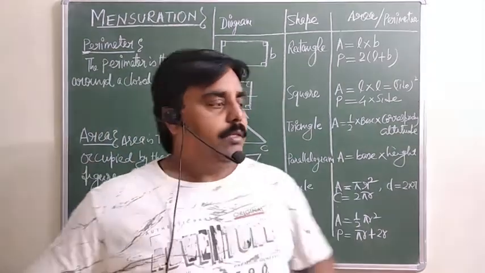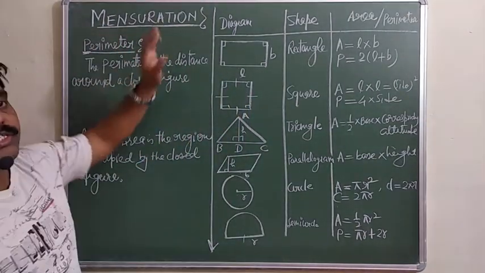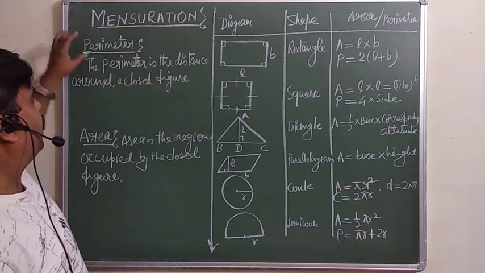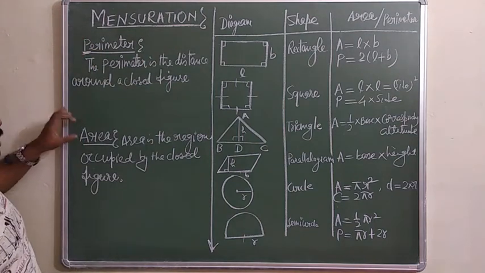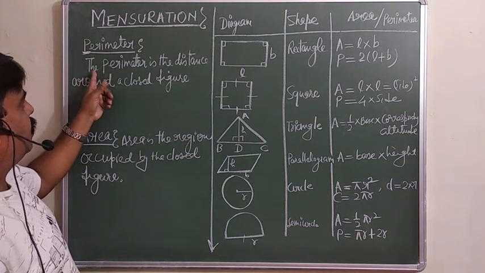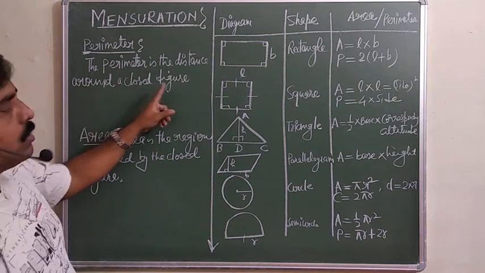Hello everybody. Now we will discuss mensuration. In this mensuration, first we will discuss perimeter and area. What is the perimeter? The perimeter is the distance around a closed figure.